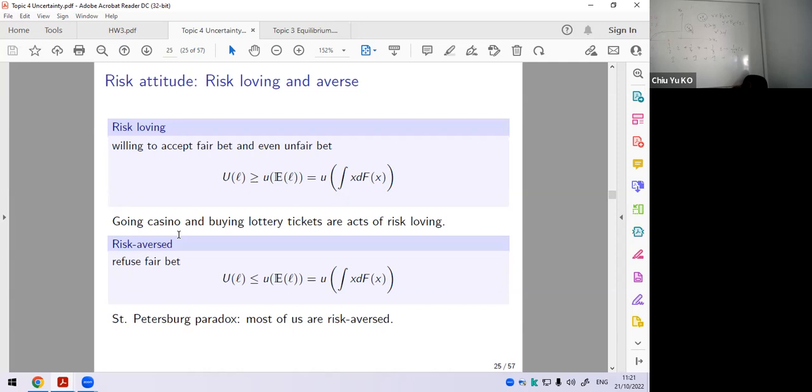And by the St. Petersburg paradox, I think risk averse is the thing that fits most applications. That's why you see most models assume risk averse. At least I don't see any business application, except the casino industry, that assumes risk loving. So basically you can safely assume risk averse.